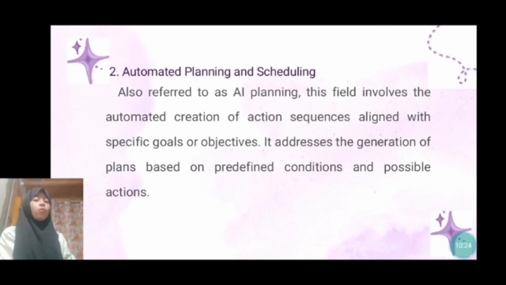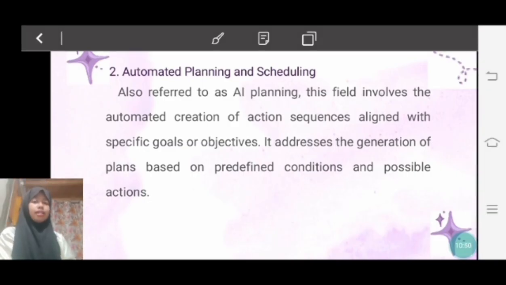Scheduling is the when-to-do-it part. This is about arranging tasks in the right time and order. For example, waking up at 6 a.m., then at 6:20 you eat, at 6:40 you get dressed, and then at 7 you leave the house going to school. That's automated planning and scheduling. The AI can create the planning and scheduling to achieve a goal.